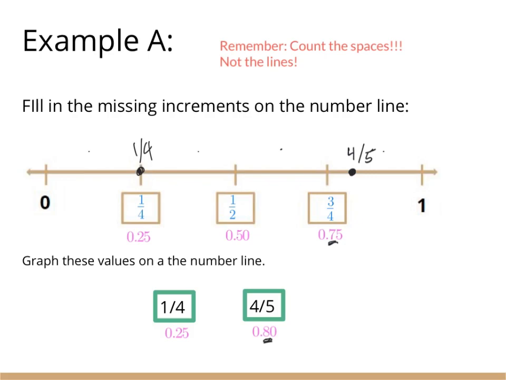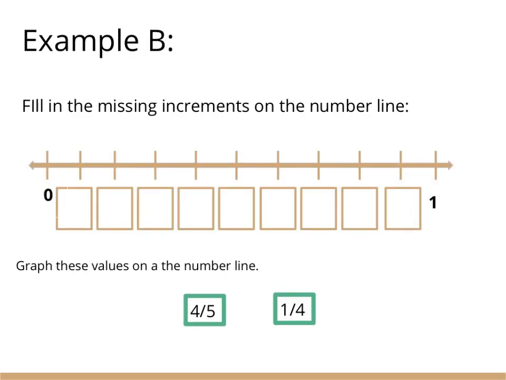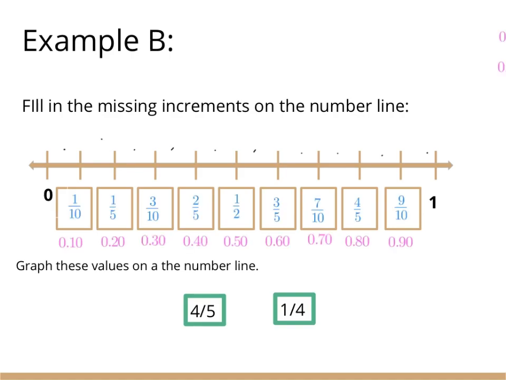Now let's take a look at example B. Here we are at example B, and again in example B we're going to be filling in the missing increments on the number line and graphing these values on the number line. So again, I'm going to start by counting the spaces, not the lines, on my number line. So I've got 1, 2, 3, 4, 5, 6, 7, 8, 9, 10. So I know there are 10 spaces, which means my number line's broken into tenths. So I'm going to go ahead and fill in my fractions and fill in my decimals. I'm going to do that very quickly using a little bit of magic. There we go. I've got all of my fractions and all of my decimals all said and done.